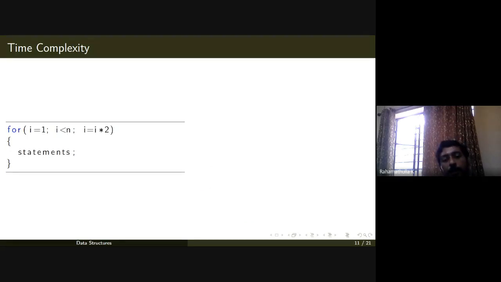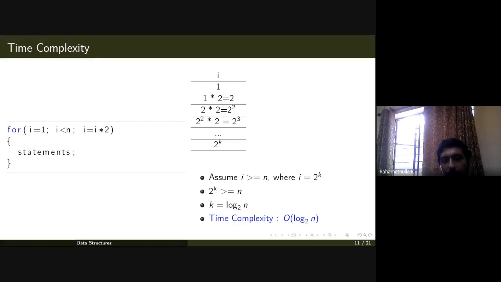Let's take another small code block. For i equal to 1, i less than n, i equal to i into 2. So you see this, instead of incrementation, this is getting multiplied. i is getting multiplied by 2 every time. Let's trace this algorithm again, and you see that i can take value 1. The next time i will be taking value 1 into 2. Next time i will be taking value 2 into 2, 2 square. Next time 2 square into 2 equal to 2 raised to 3.